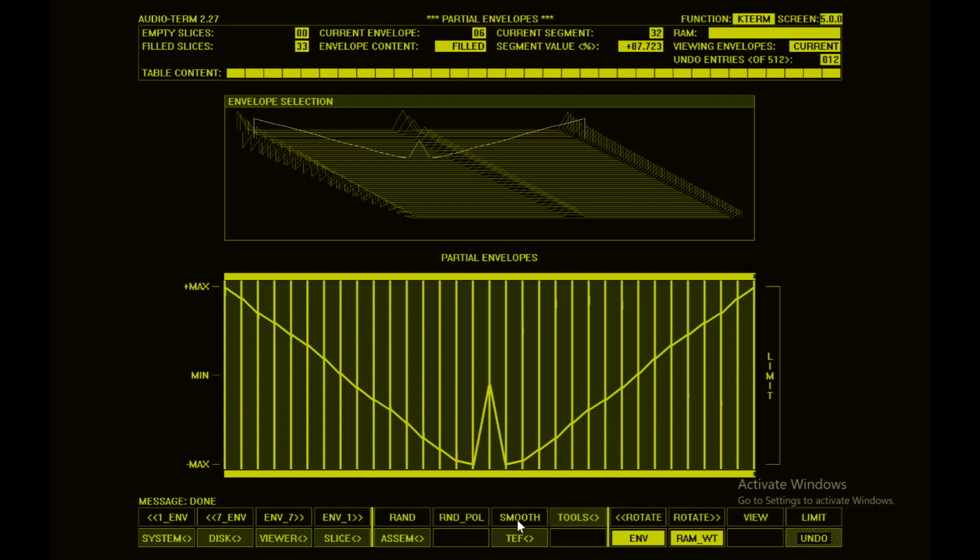Normalize. That does what you think it would do. But since we've already reached the peaks, nothing happened. Let's make it better. Let's see what normalize does to that. Okay?